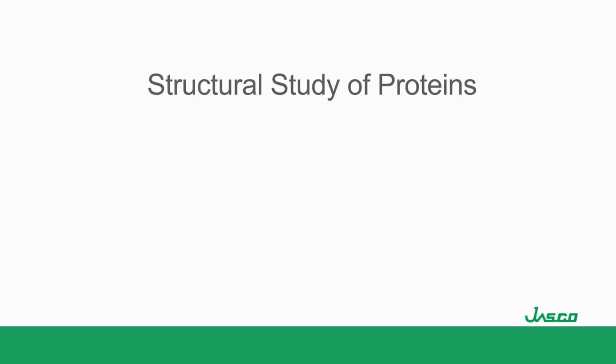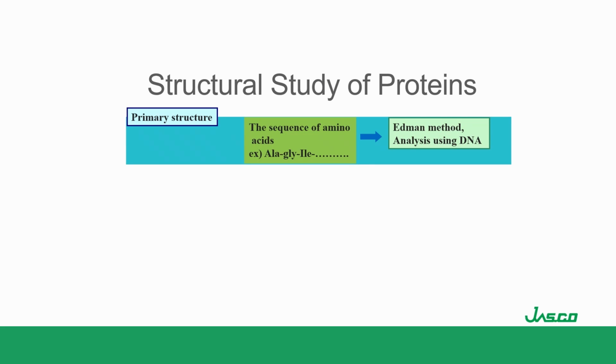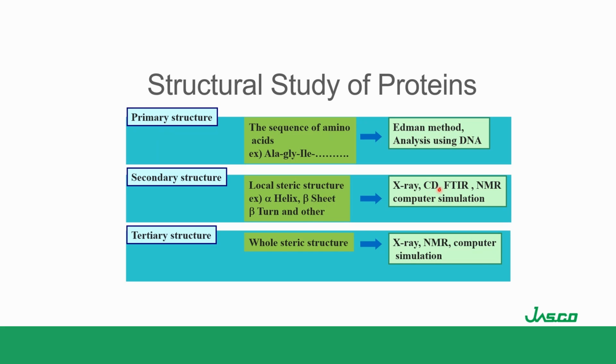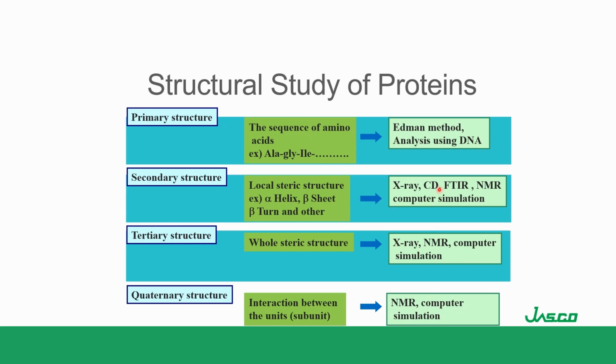So, structural study of proteins. The primary structure that I mentioned was the study of these sequences of amino acids. One of the most common techniques is the Edman method. For the secondary structure, to study what I mentioned before, the motifs like alpha helix, beta sheet, beta turn, and others, we have 4 different techniques. We are going to be talking about FTIR and CD. For the tertiary structure, we have other techniques like X-ray, NMR, and computer simulation. And finally, for quaternary structure, the most common is NMR and also computer simulation.